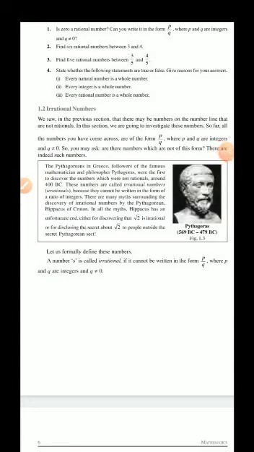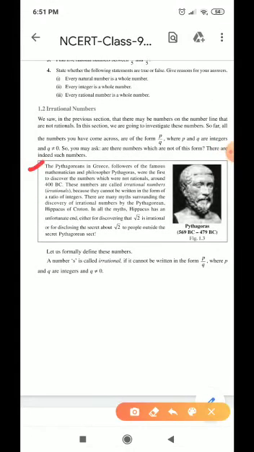About the irrational numbers, the famous Greek philosopher Pythagoras was the first to discover numbers which were not rational, around 400 BC. These numbers are called irrational numbers because they cannot be written in the form of a ratio of integers, and root 2 is an irrational number.